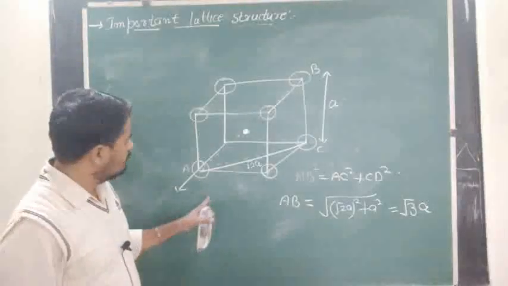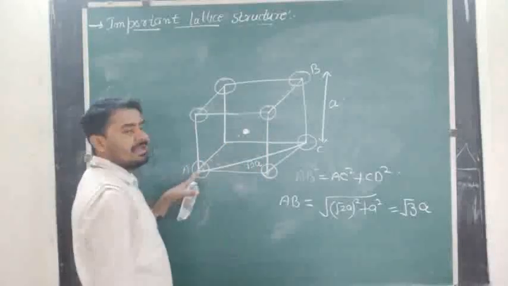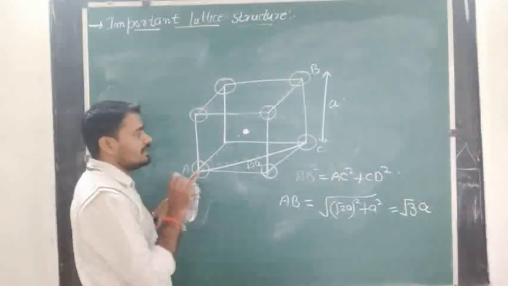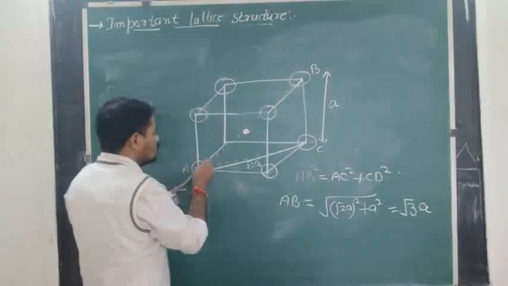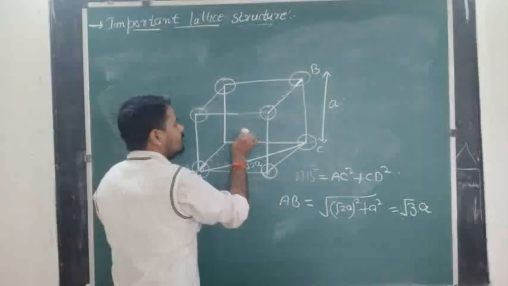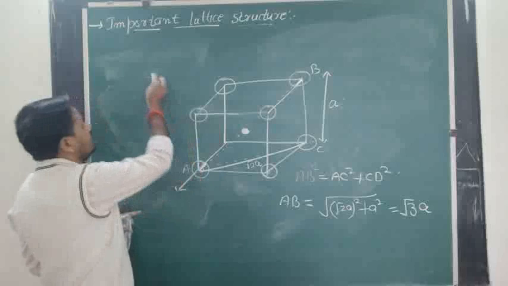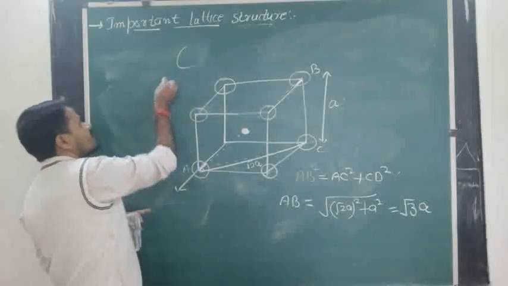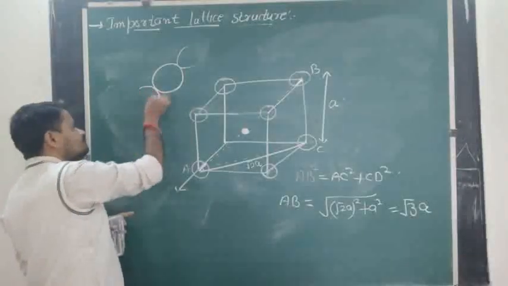Is it clear? Now you can easily see how many atoms are contributing in the body diagonal. There are 3 atoms. 2 are due to the corners and 1 due to the body center. Is it clear? If I draw the diagram separately, then it is like that.